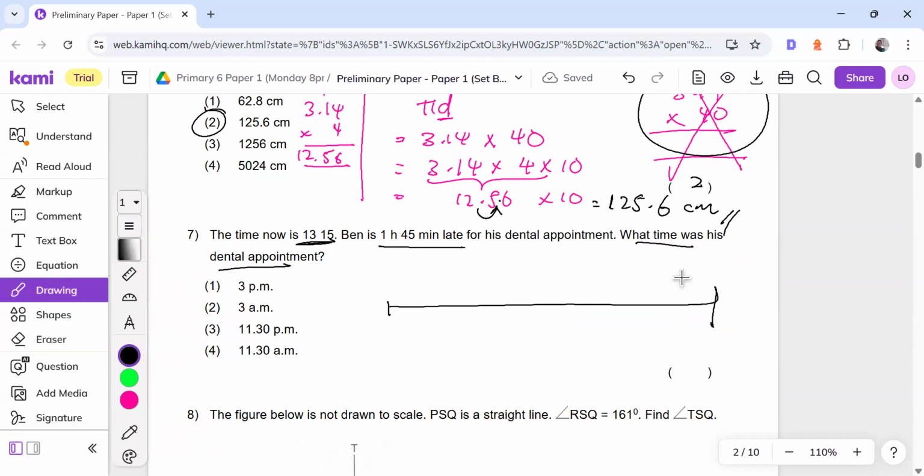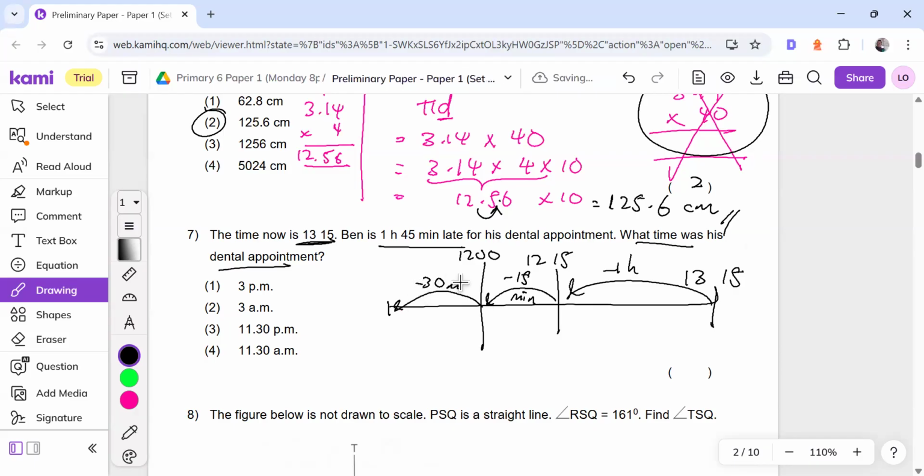So you have 13:15, you put over here. Why? Because if you are late, what must you do? You will have to jump back to find the correct dental appointment. So you jump back 1 hour 45 minutes. So jump 1 hour, you will get 12:15, right? And then you need to jump 45 minutes, which is a bit hard. So jump to the nearest hour, which is 15 minutes. So you minus 15, you will get 12:00. And then you jump back another how many minutes? Another 30 minutes.